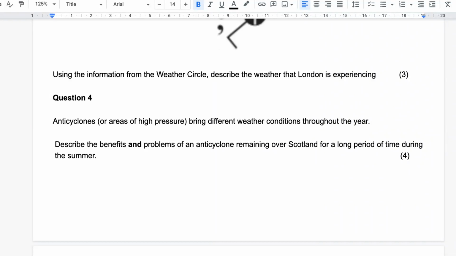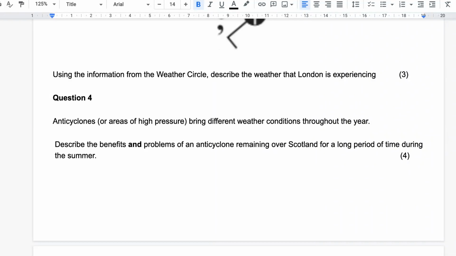Let's also think about the fact that you're going to have very little in the way of wind, because high pressure, once again, brings very mild winds. So anything that relates to the lack of wind, whether that's positive or negative, will get you marks. The final aspect of high pressure for a long period of time is that high pressure is going to bring you very little, if any, rainfall.